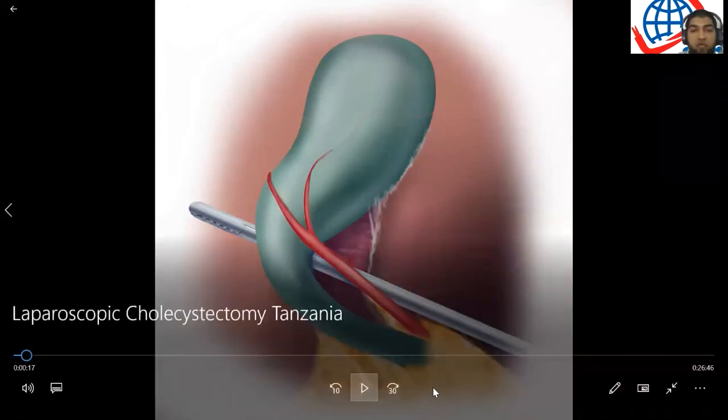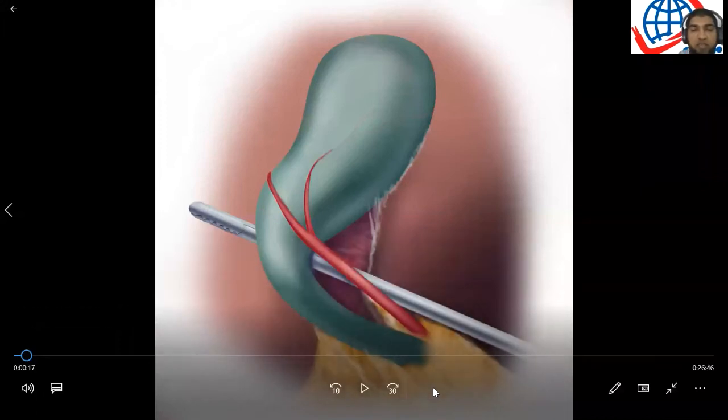So it's important for one to appreciate what the critical view of safety is, and this has clearly been described. It's one of the measures that we utilize to stay safe and avoid major bile duct injuries in laparoscopic cholecystectomy. This is essentially the view that we like to see, where you see two structures, and two structures only, entering the gallbladder. One is the cystic duct, shown here in green, and the cystic artery.